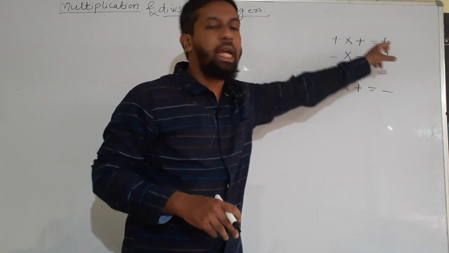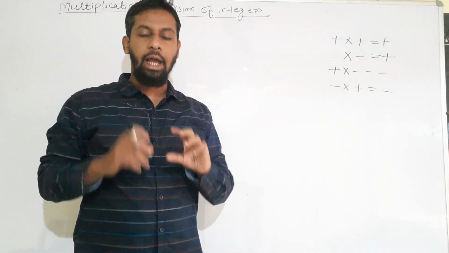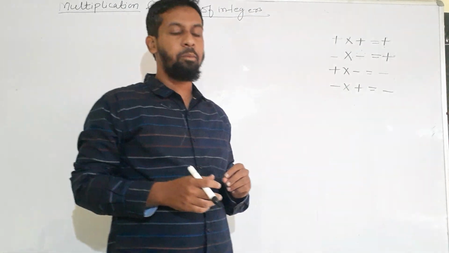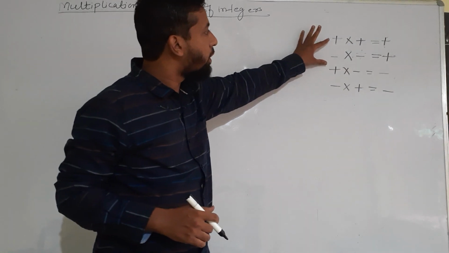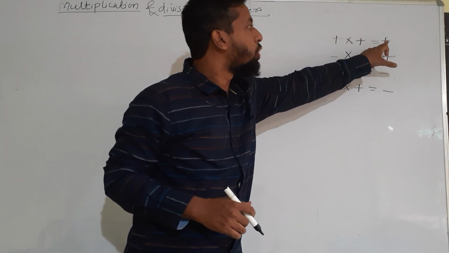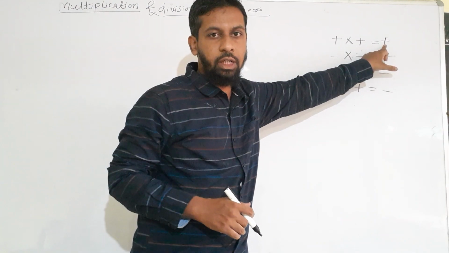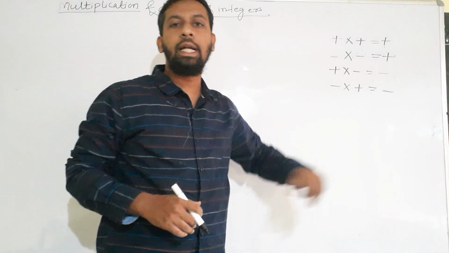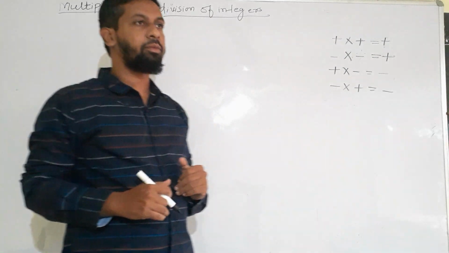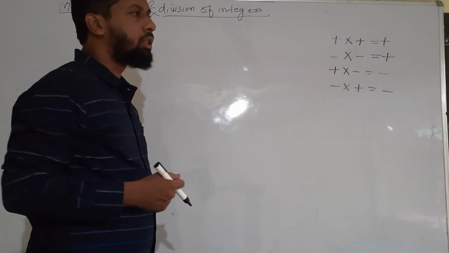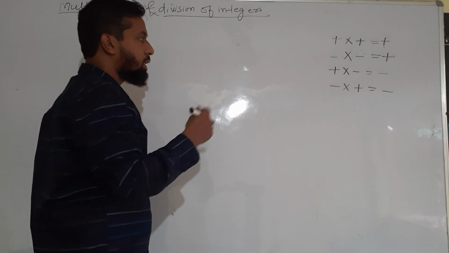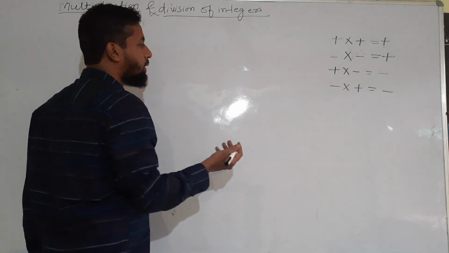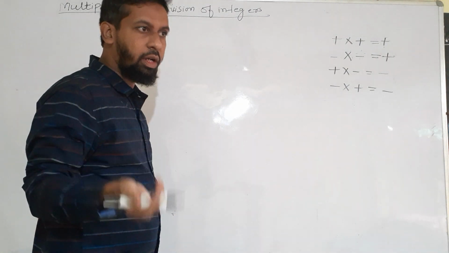Now, a simple thing to keep in mind is multiplication of the same sign is plus and multiplication of different signs is minus. See here, when you multiply the same sign, you will get the result positive. When you multiply different signs, you will get the result negative. One more thing, the signs can be multiplied more times also.